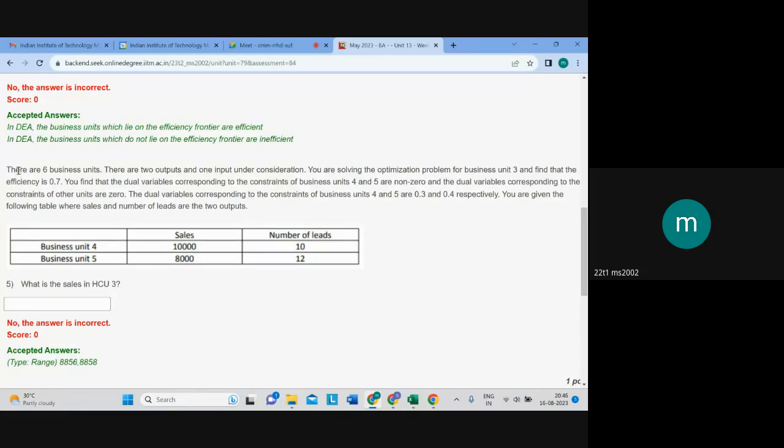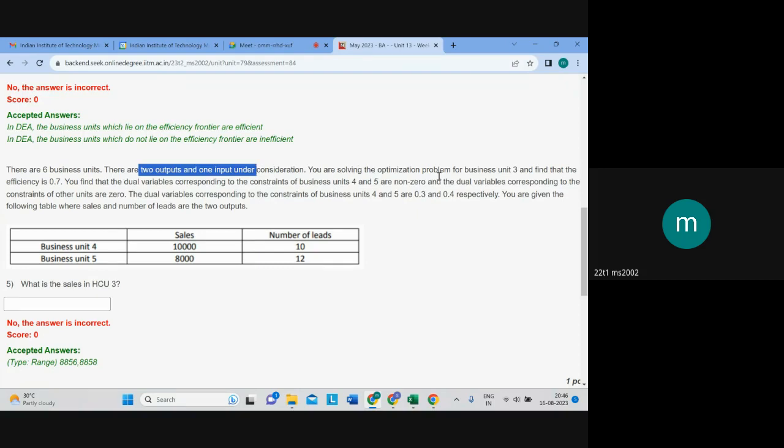Okay. So here there are 6 business units. We could also have a discussion about DEA with respect to this particular question. So there are 6 business units or 6 decision-making units. And for these DMUs, we have got 2 outputs and 1 input. The other combination that we have discussed in the lecture is 2 inputs and 1 output. But this is slightly different: 2 outputs and 1 input. Right? Well, let's discuss this first.